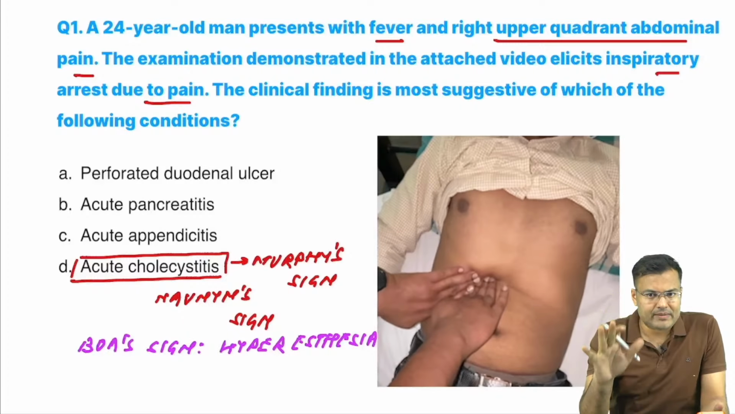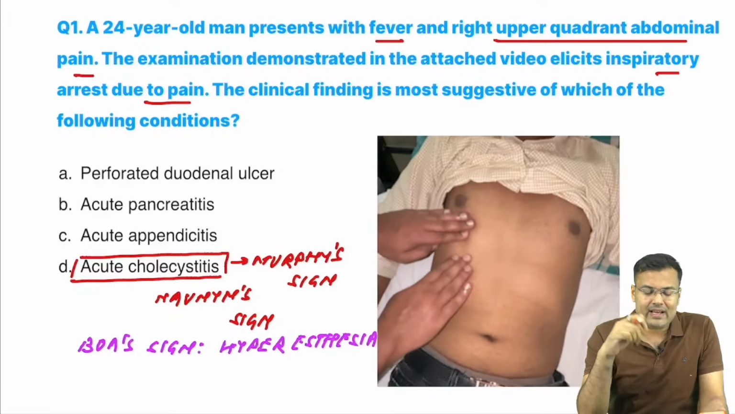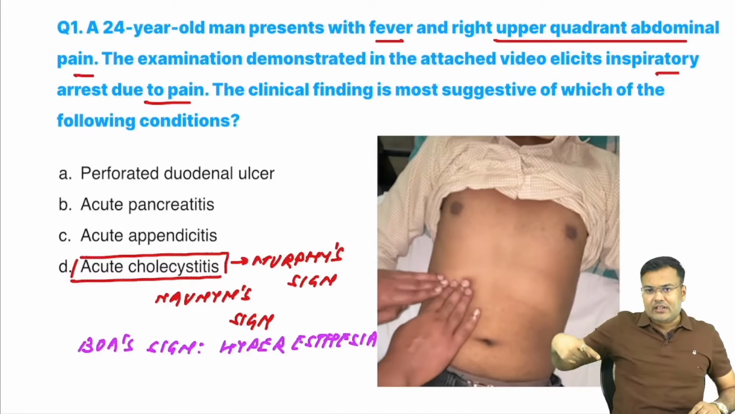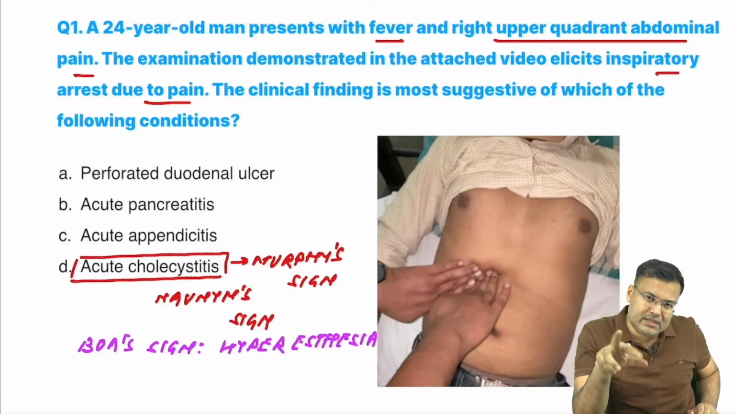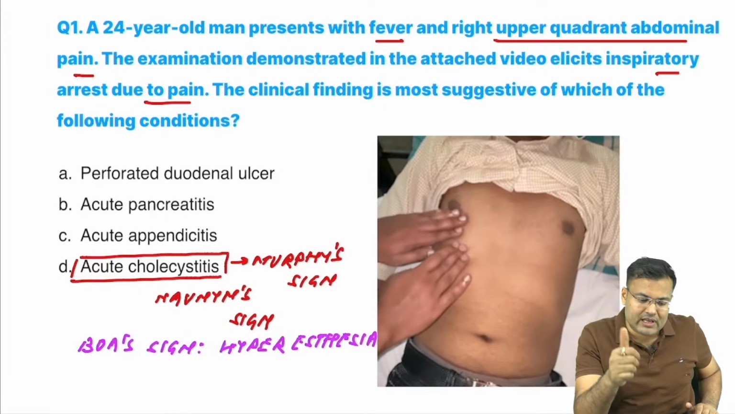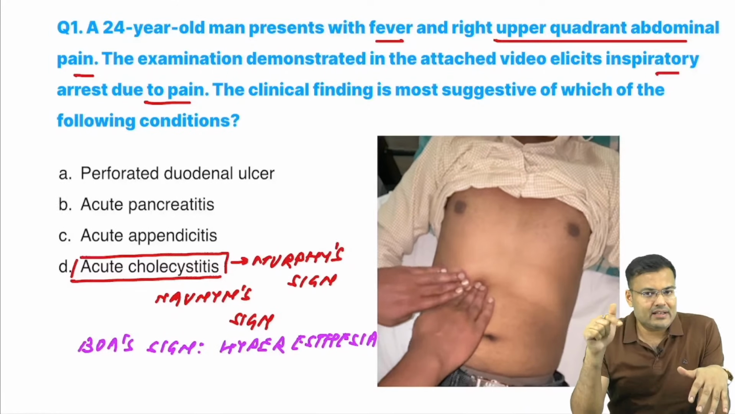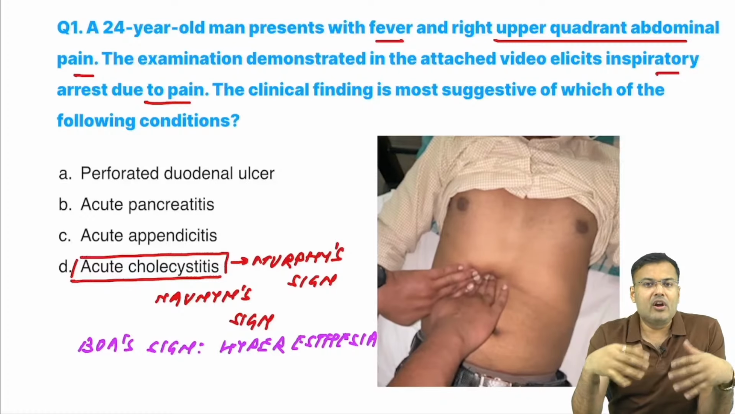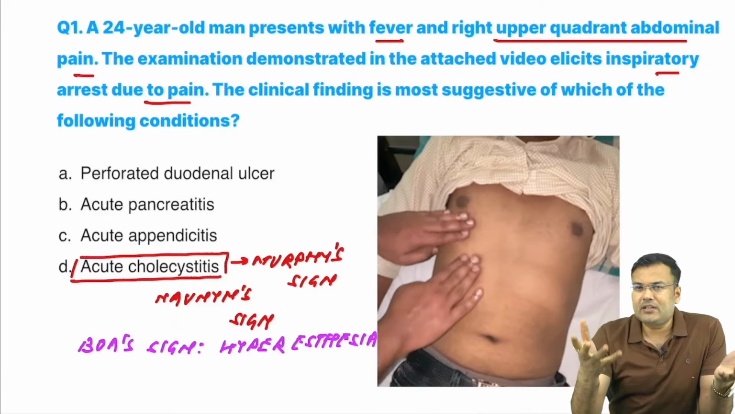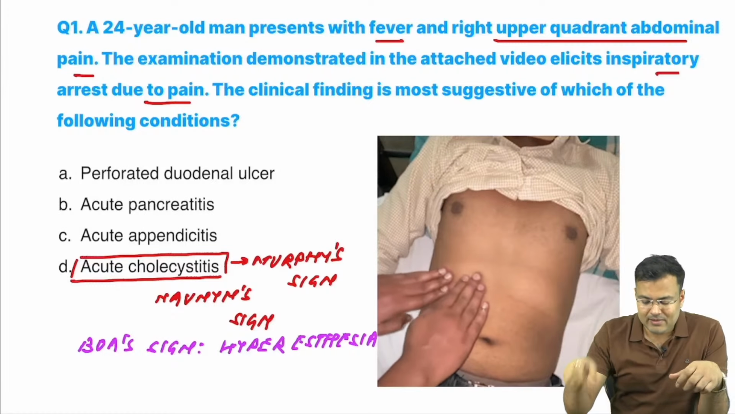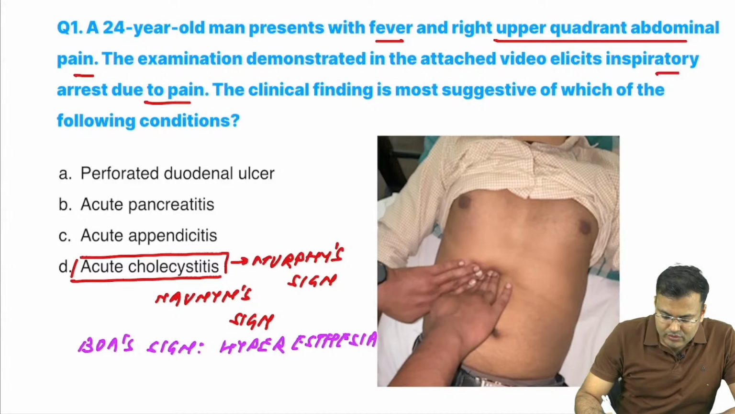Another question which we are expecting, I'm telling you. It was asked long back in INI-CET. It was a video based question, and the surgeon was pressing a point located between the spino-umbilical line at the junction of medial 2/3 and lateral 1/3. The question said that this is the most tender point of acute appendicitis. Guys, tell me, what is the most tender point of acute appendicitis? That's known as McBurney's point.